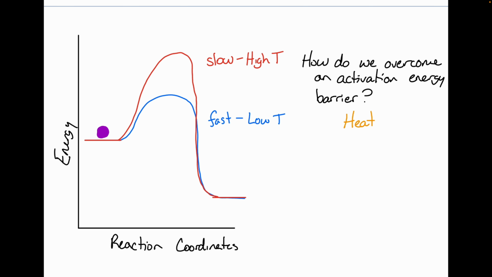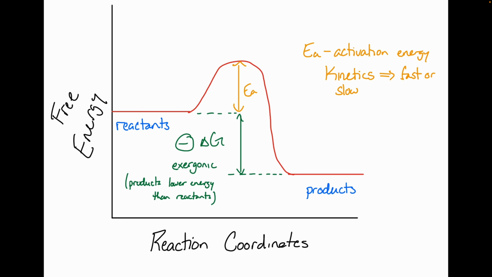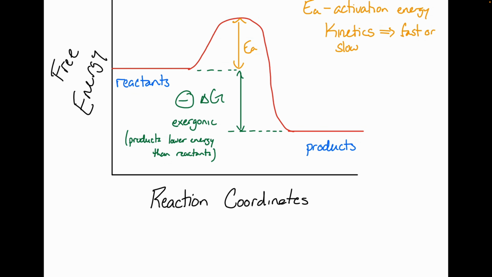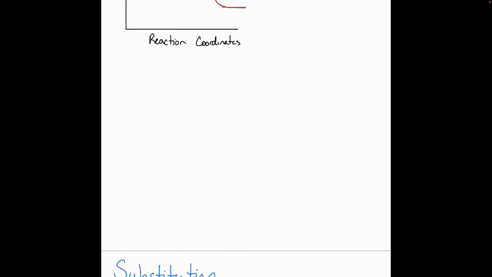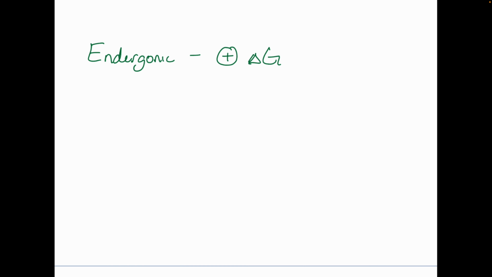All right, and then lastly, I said that this one was an exergonic reaction. I want everybody to take a second and draw me the free energy diagram for an endergonic reaction. All right, what would that look like? Endergonic meaning it's a positive delta G.